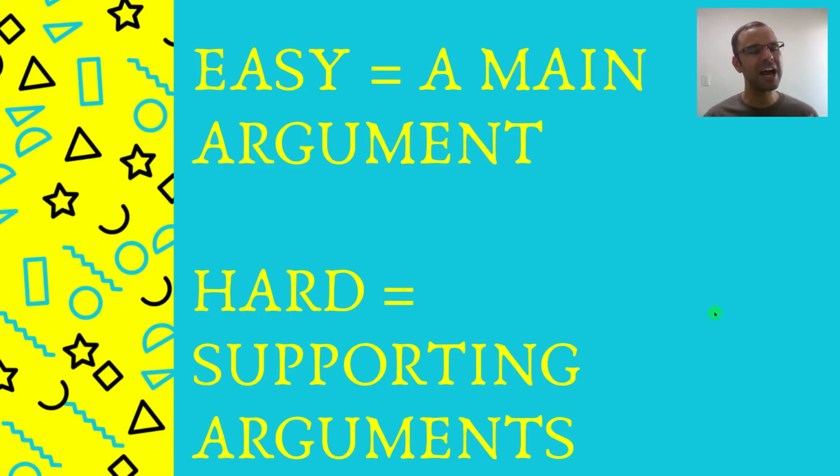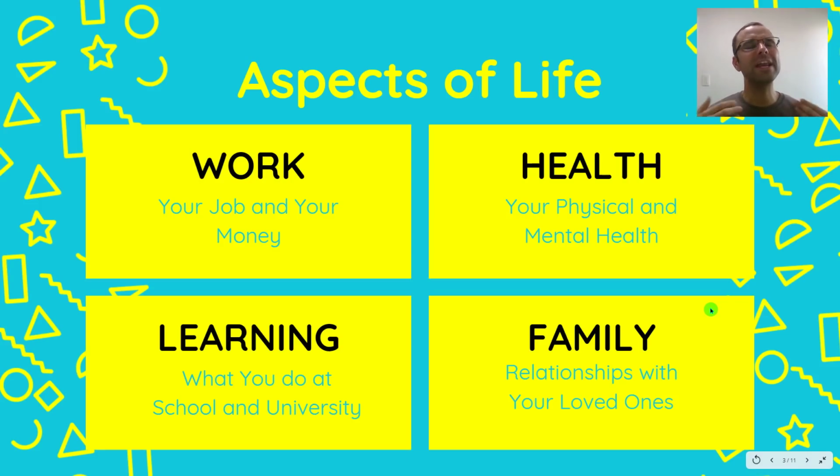The hard part, however, is supporting that choice and coming up with supporting arguments that you can use in your two body paragraphs. And that's what I want to talk about in today's video. So, when it comes to supporting your main argument, I want you to consider the main argument in terms of the four most important aspects of everyone's life. I want you to consider the effects of your choice on these four aspects.